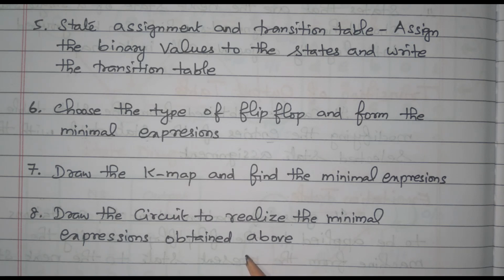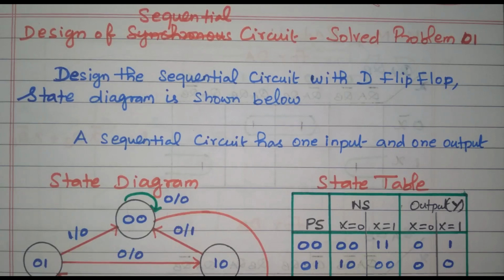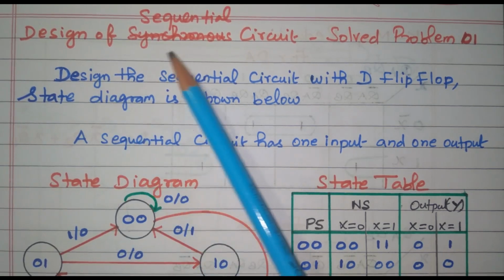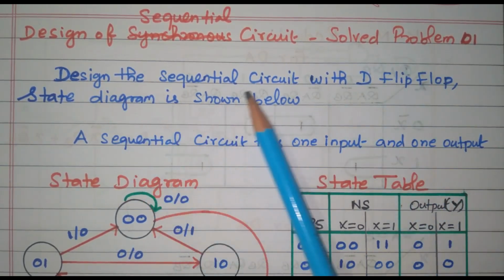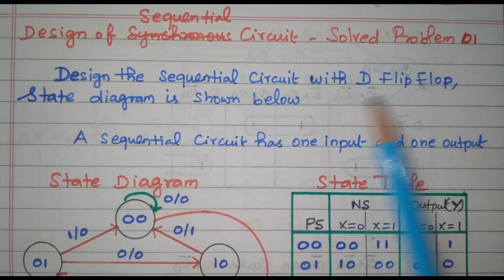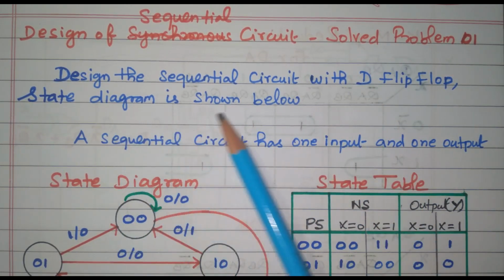So, this is the procedure for design of sequential circuit. Now, we will see the solved problem, so that we are able to understand clearly. Now, we will go to the problem. So, the design of sequential circuit, solved problem 1. Design the sequential circuit with D flip-flop. State diagram is given below.